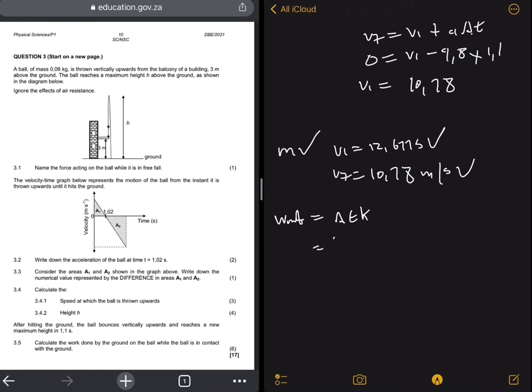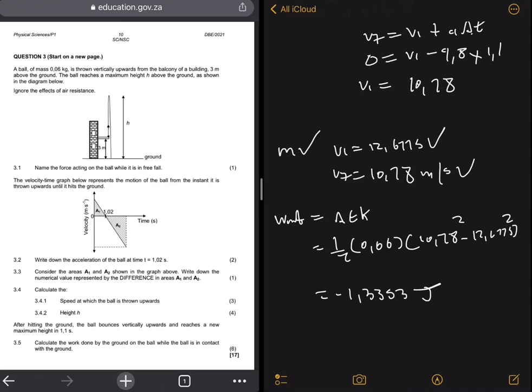So if we have these three variables, the equation to use is work net equals delta EK, right? So this will give you 1/2, 0.06 kg, and then VF, that is 10.78 squared, right? Minus 12.6775 squared. So if I put that in the calculator, I get, let me do that real quick, 10.78 squared minus 12.6775 squared. I get minus 1.3353 joules. For this question, this will be the answer.